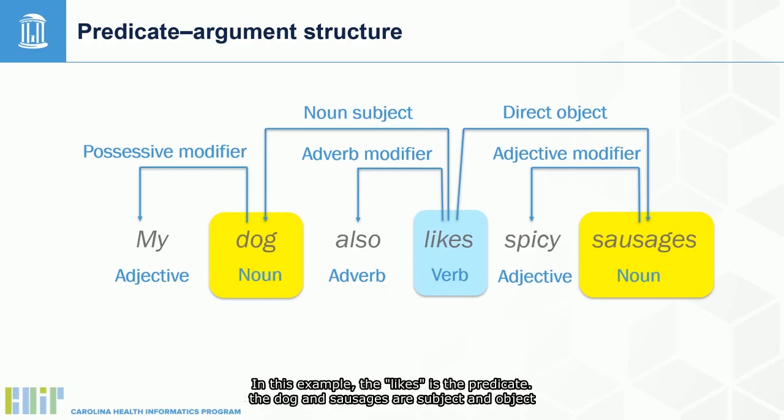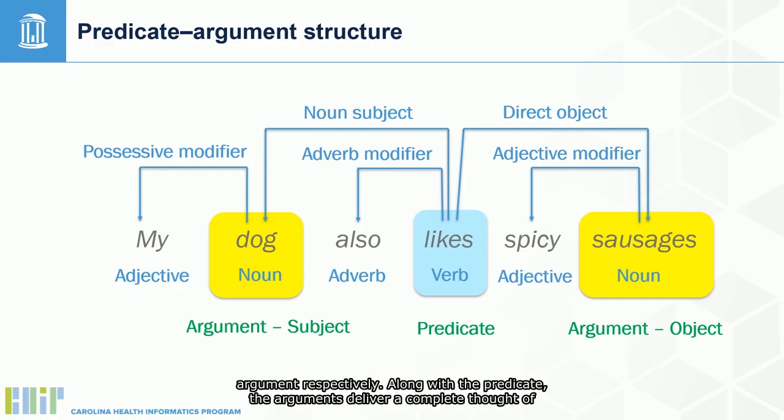In this example, "likes" is the predicate, and "dog" and "sausages" are the subject and object arguments, respectively. Along with the predicate, the arguments deliver a complete thought of the sentence, which is "dog likes sausages." How could we figure out such subject-predicate-object relation?